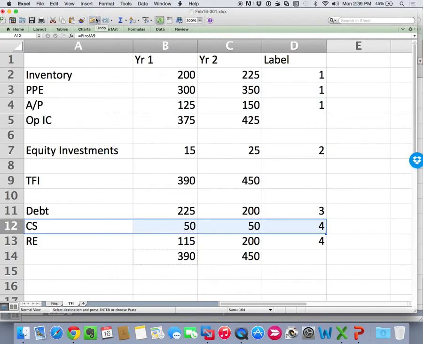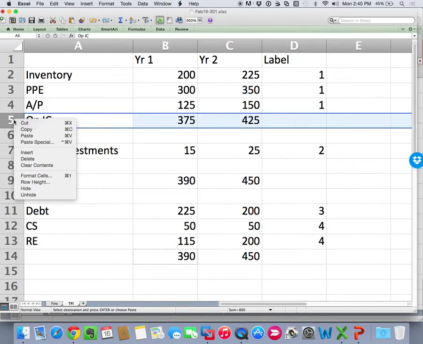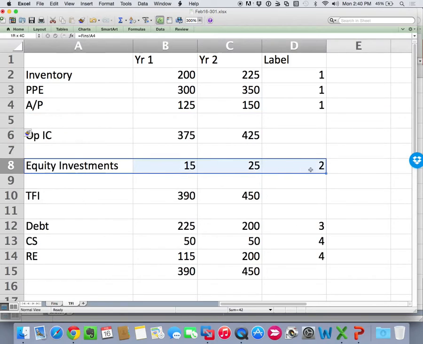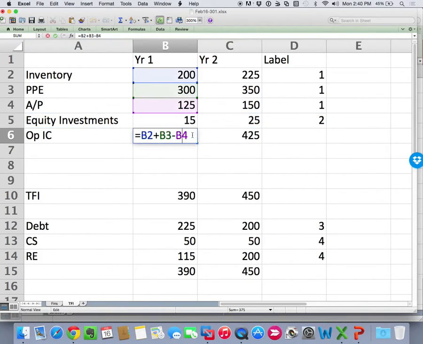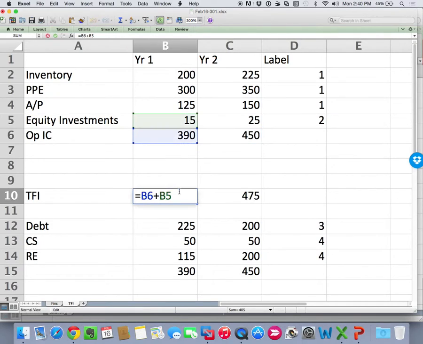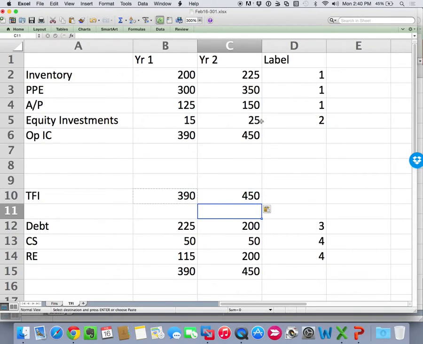The other way labeling can help you is this. I can actually get the balancing statement and a wrong answer. Here's what I mean. If I had accidentally, because I didn't know better, I was just tired or whatever, if I put equity investments up here and I made operating invested capital include the equity investments as an asset, then I can get a balancing statement, but I have an incorrect statement because I don't have the right invested capital. All right? So how do I know that I actually made a mistake?